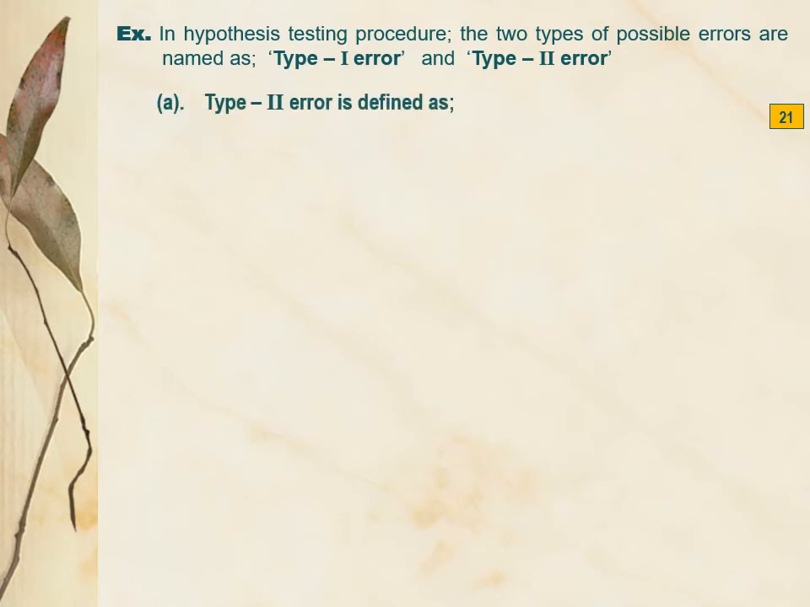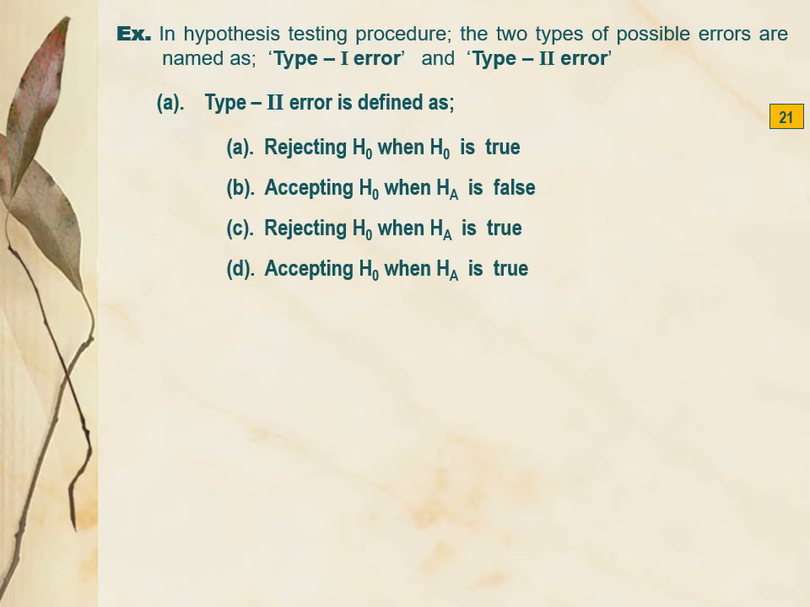Now the question is: in the hypothesis testing procedure, the two types of possible errors are type 1 error and type 2 error. You are supposed to know which error is known as type 1 and which as type 2. Type 2 error is defined as: A, rejecting H naught when H naught is true; B, accepting H naught when HA is false. We have 4 options. Let us see one by one. Rejecting H naught when H naught is true. This is some error. Now you have to decide whether it is type 1 or type 2 error. Second is accepting H naught when HA is false.